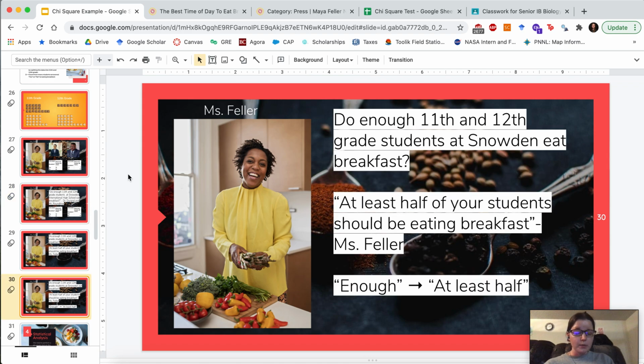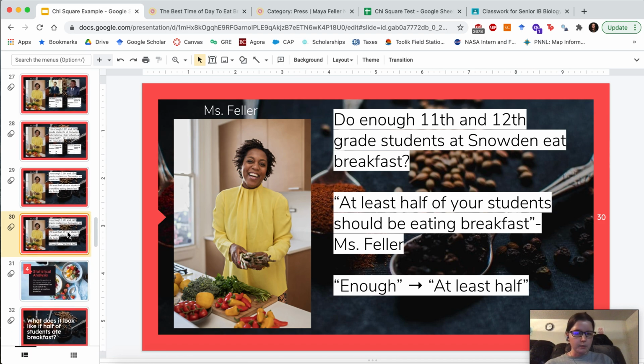Well, maybe Ms. Feller says that at least half of your students should be eating breakfast. So now "enough" we've turned into a number, it needs to be at least half. In order to answer this question with a positive, yes, enough students at Snowden eat breakfast, it needs to be at least half.